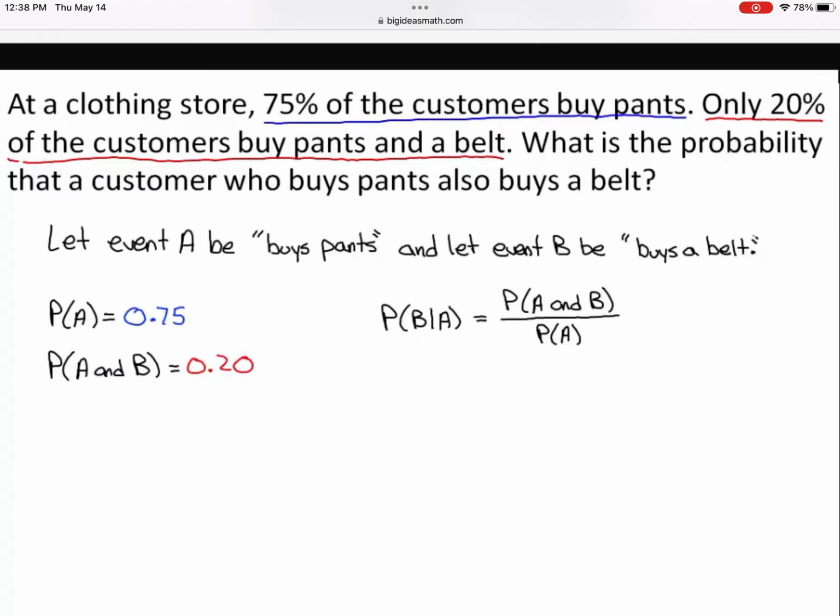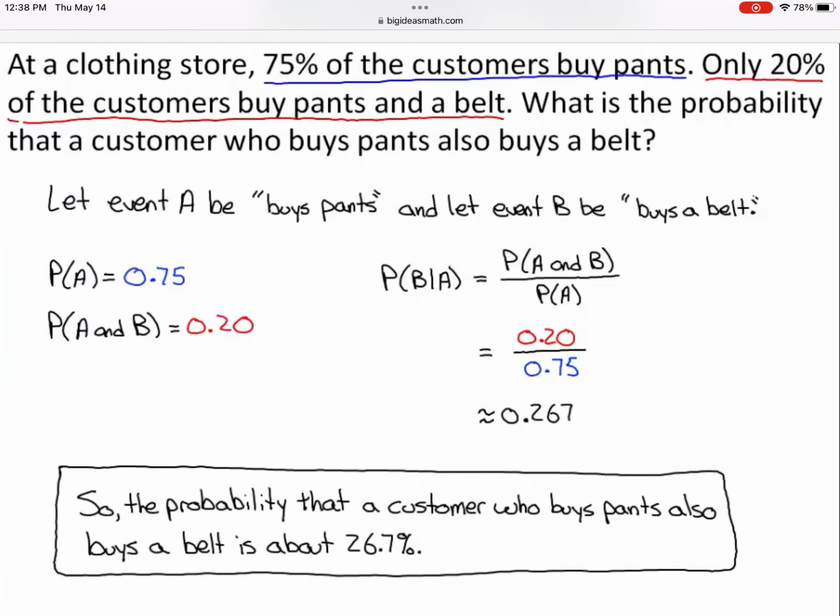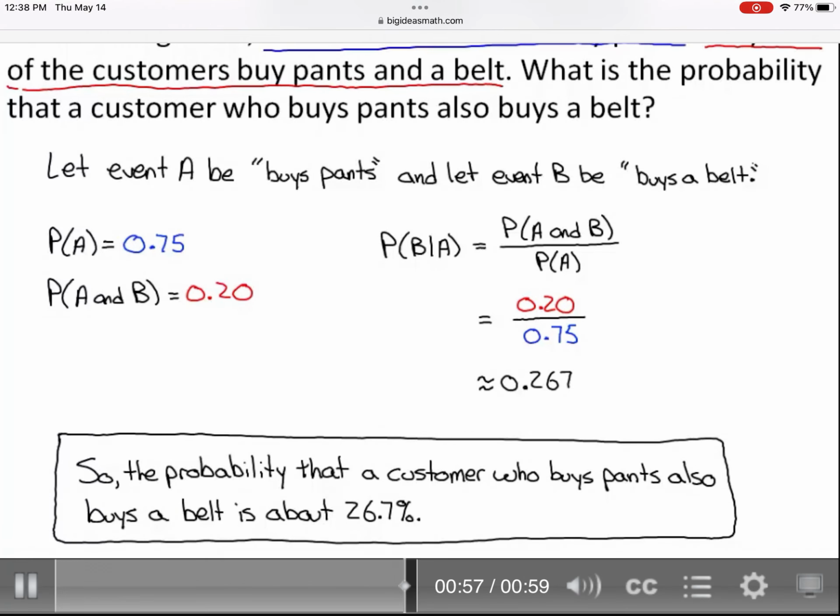Because the probability of A and B is 0.20 and the probability of A is 0.75, the probability of B given A equals 0.20 divided by 0.75, which is approximately 0.267. So the probability that a customer who buys pants also buys a belt is about 26.7%.